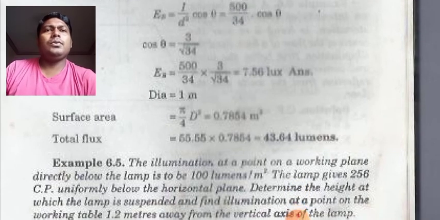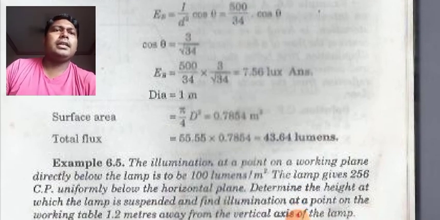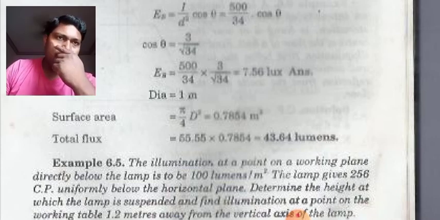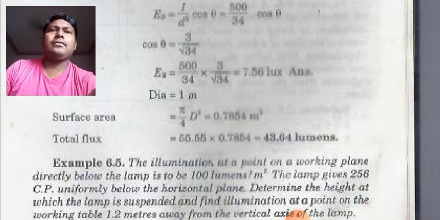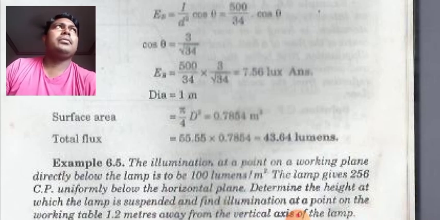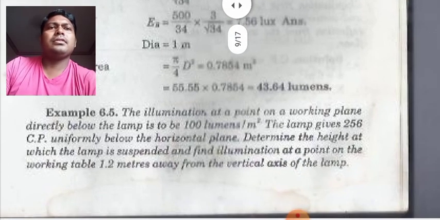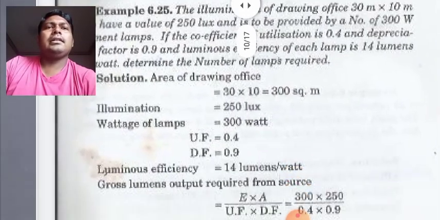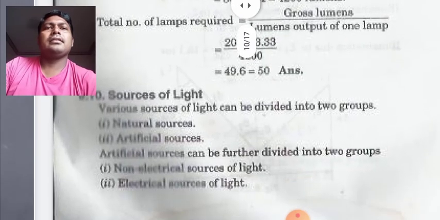Now diameter is equal to 1 meter, surface area is equal to pi divided by 4 d square, which is equal to 0.7854 square meters, and the total flux will be equal to 55.55 into 0.7854, that will be equal to 43.64 lumens. There are other examples also, students. You just work out these numericals, and in our next class we shall discuss sources of light.